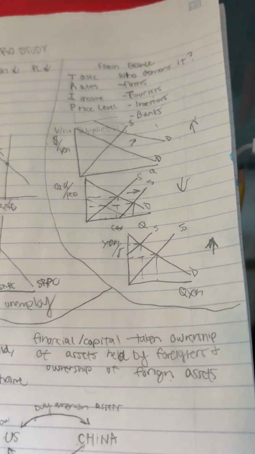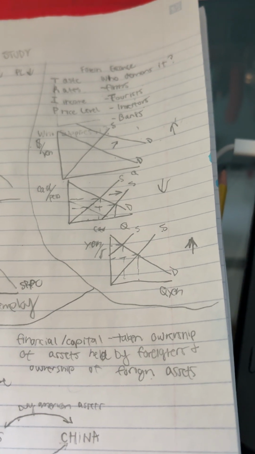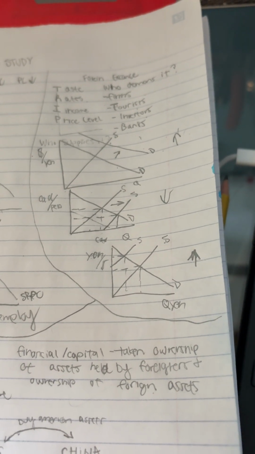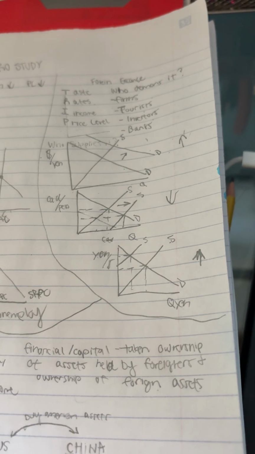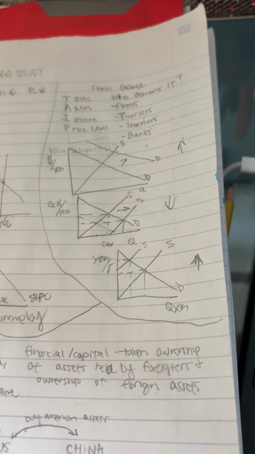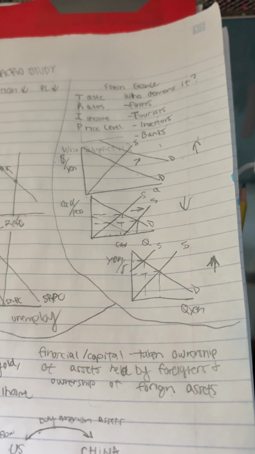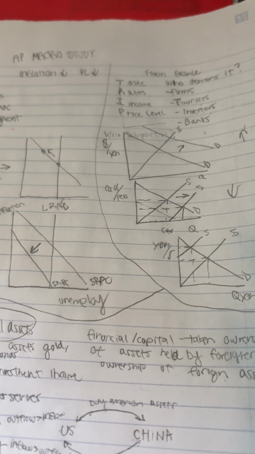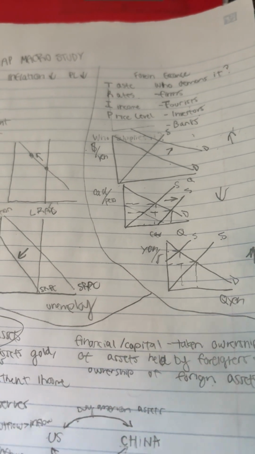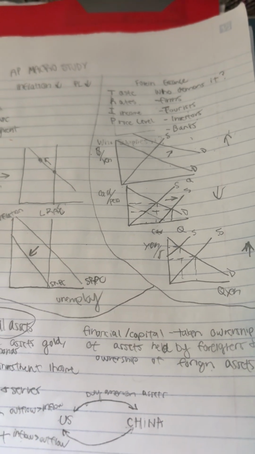And then for the Canada-Mexico one, it said that the real interest rate, I think it was that the Canadian interest rate increased. Yeah, it did. So the Canadian interest rate of their currency increased relative to the peso, which would cause the supply to go up, which would cause the currency to depreciate.